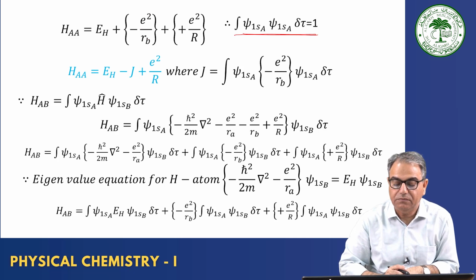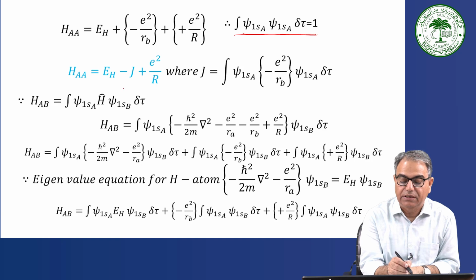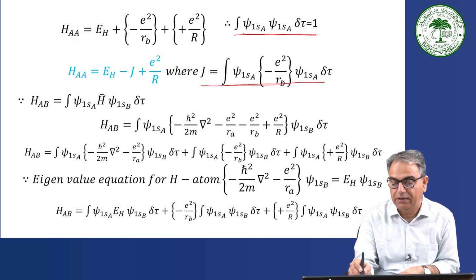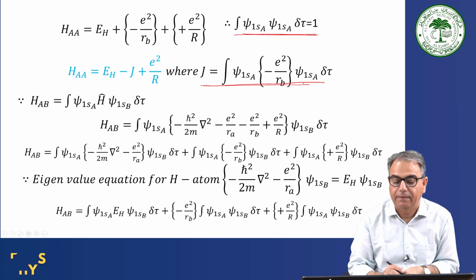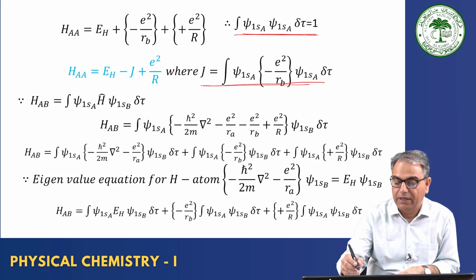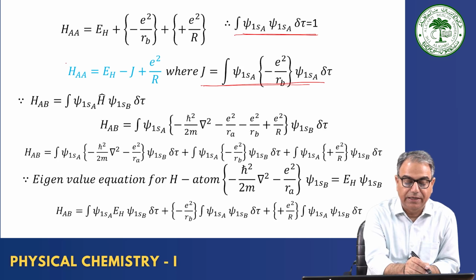Now, how can I write this equation? I can write HAA is equal to E_H, then minus J, because this will be a minus term, and plus e square by R, where this J term is actually this integral. If this term is there, then it will not be equal to 1. If I write psi 1sA squared d tau, then it's equal to 1. So this is the HAA value.